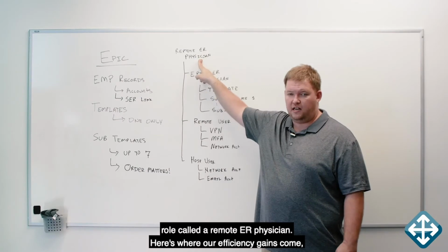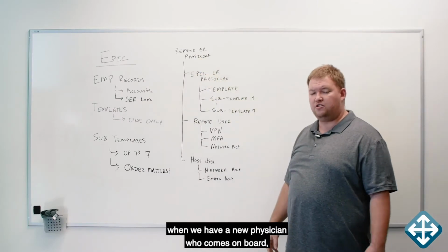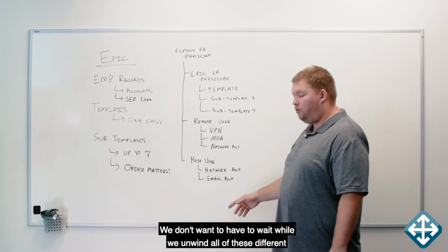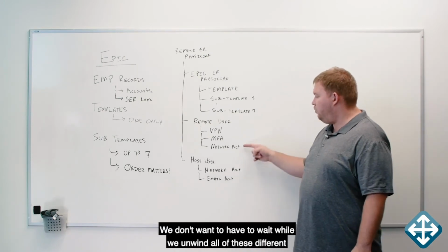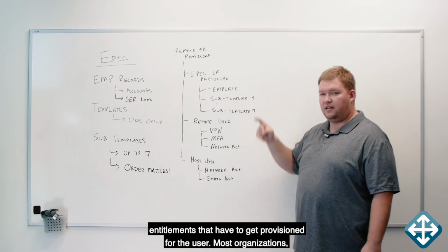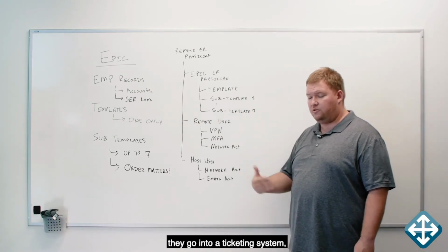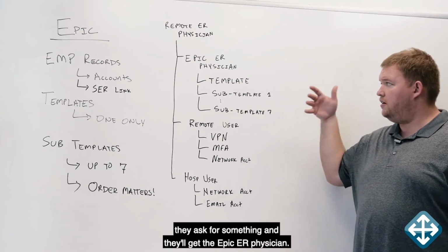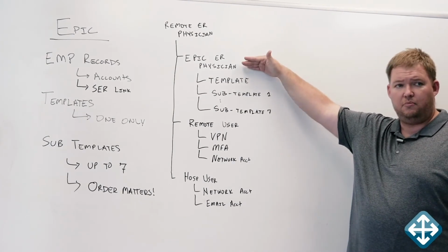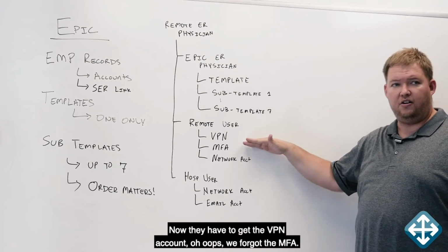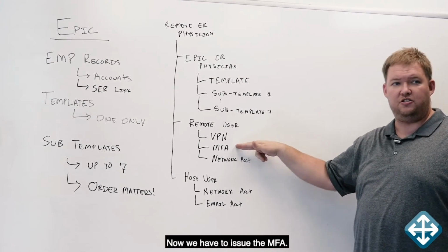Here's where our efficiency gains come. When we have a new physician who comes on board, and we need to get them straight to providing care, we don't want to have to wait while we unwind all of these different entitlements that have to get provisioned for the user. Most organizations go into a ticketing system, ask for something, and get the Epic ER physician. But this is a remote physician. How are they supposed to get in? Now they have to get the VPN account. Oh, oops, we forgot the MFA. Now we have to issue the MFA.